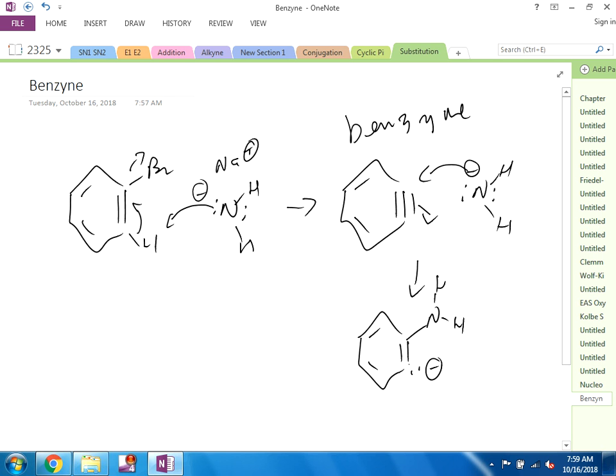And then when you work this up, that would explain how you would get aniline out of this reaction. Okay, now you may be wondering, what proof is there that you actually did this kind of reaction? People have done a lot of work to try to figure this out.